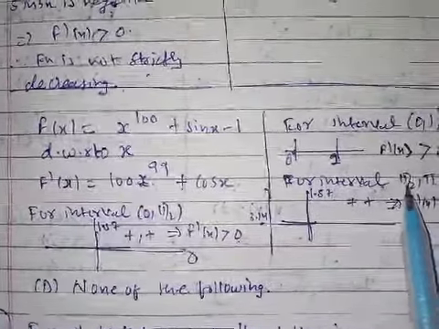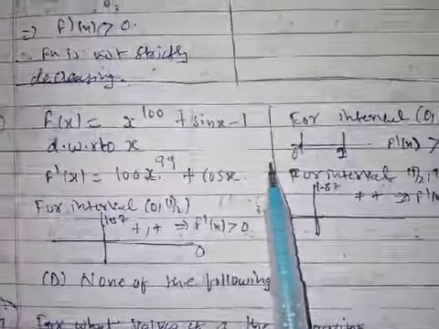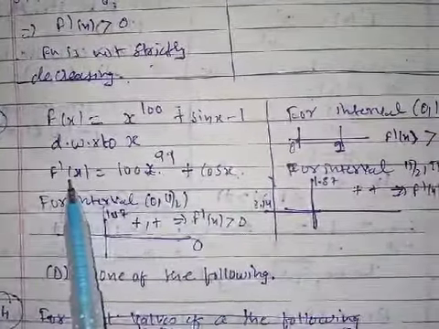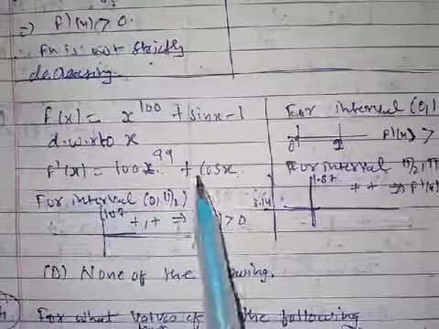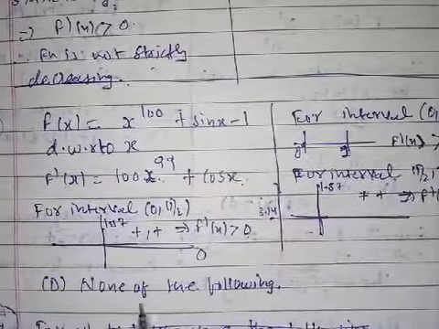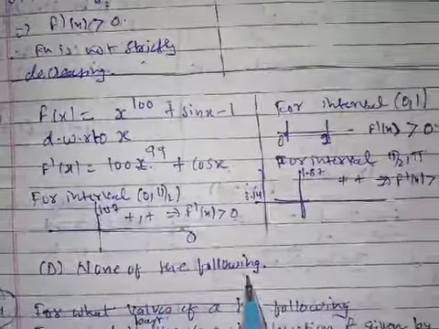Let's check between pi by 2 to pi. From pi by 2 to pi, cos is also increasing. Therefore, both are greater than 0, which means f dash of x is greater than 0. So none of these three intervals is decreasing. So none of the following. So D is the correct answer. D, none of the following.